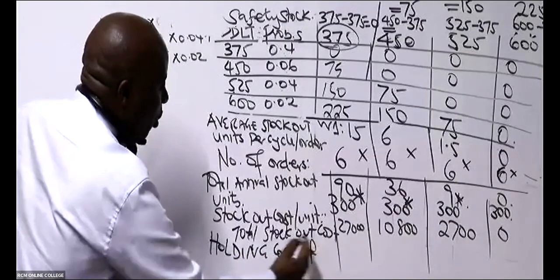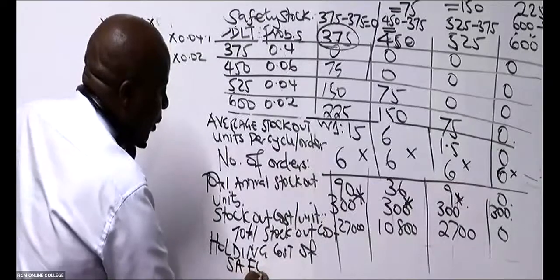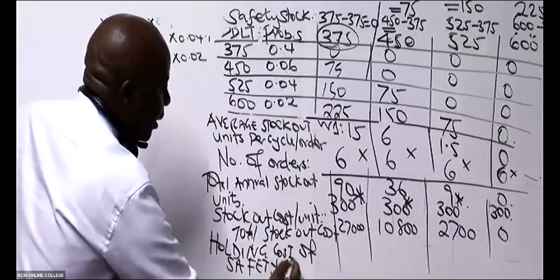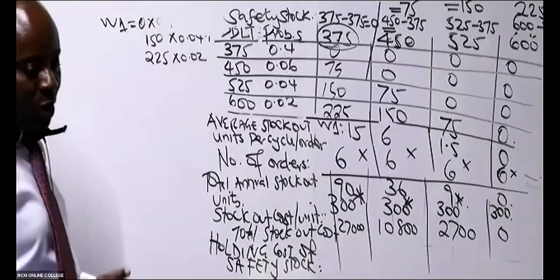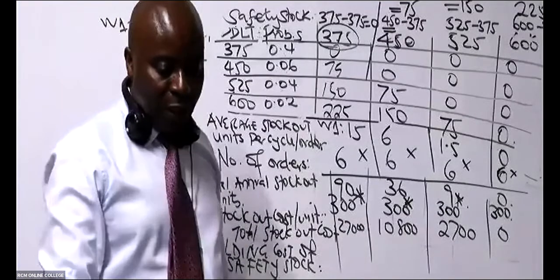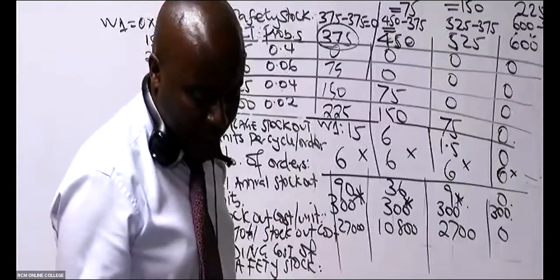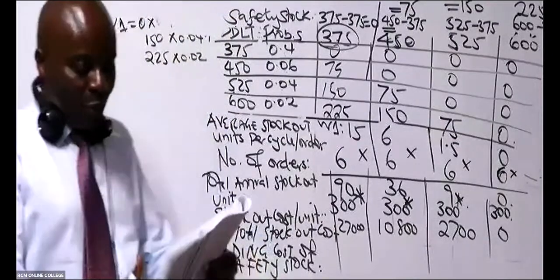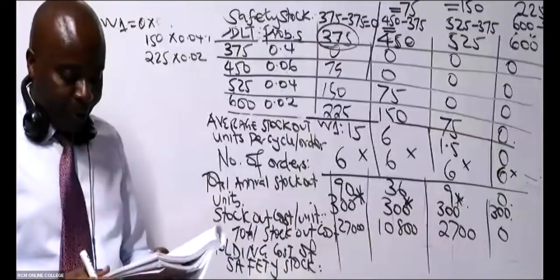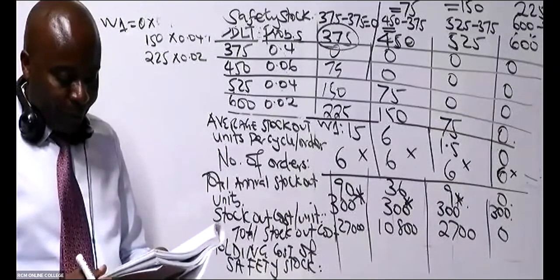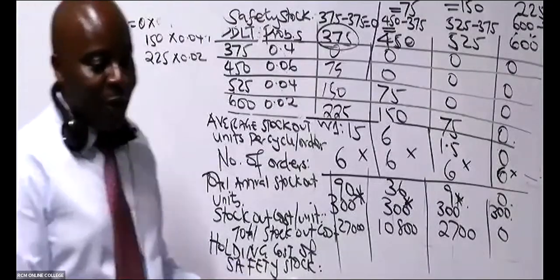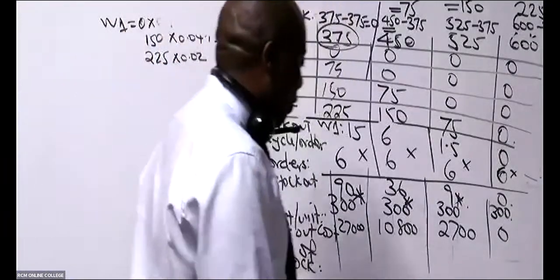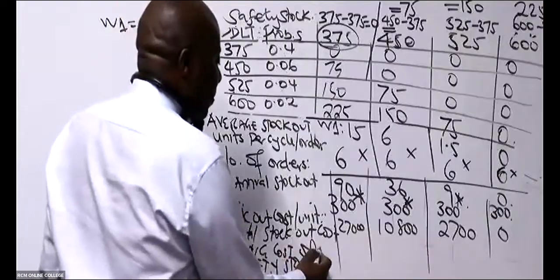Now, if you're using this approach, you will simply come and write here, holding cost of safety stock. Do you have the holding cost per unit? Is there somebody who has a holding cost per unit? Yeah, it is the carrying cost, isn't it? Remember, holding cost is the same as what you're carrying cost. So then this is 50 per unit.